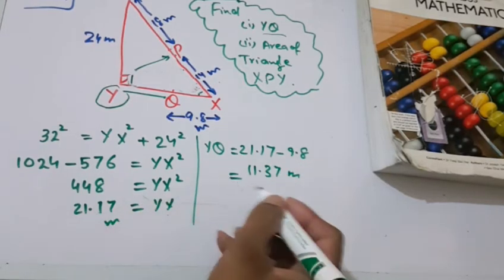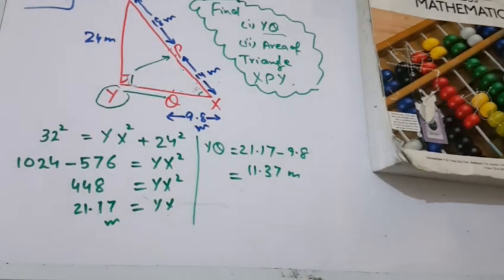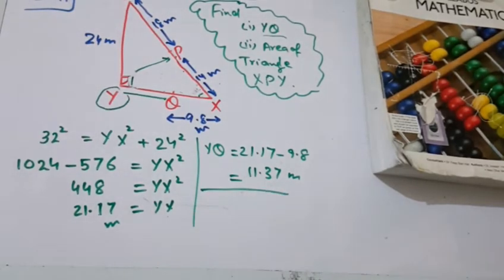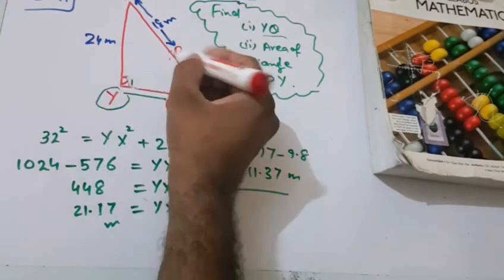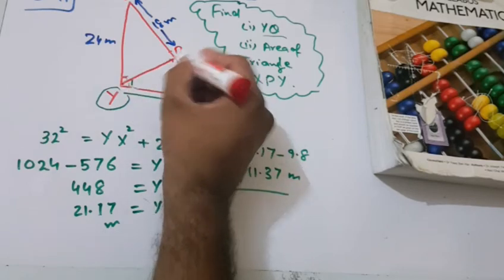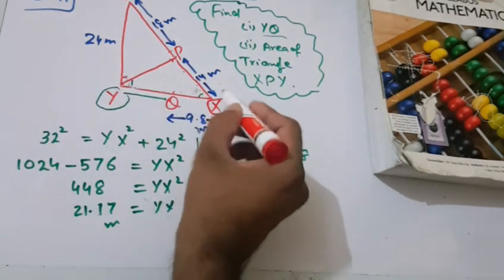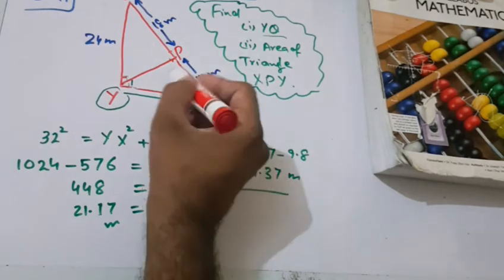This was also in meters. So the first demand of the question has been fulfilled. At least the first demand has been fulfilled. Now let's try to fulfill the second demand. The second demand is to find the area of the triangle X, this is P and this is Y.